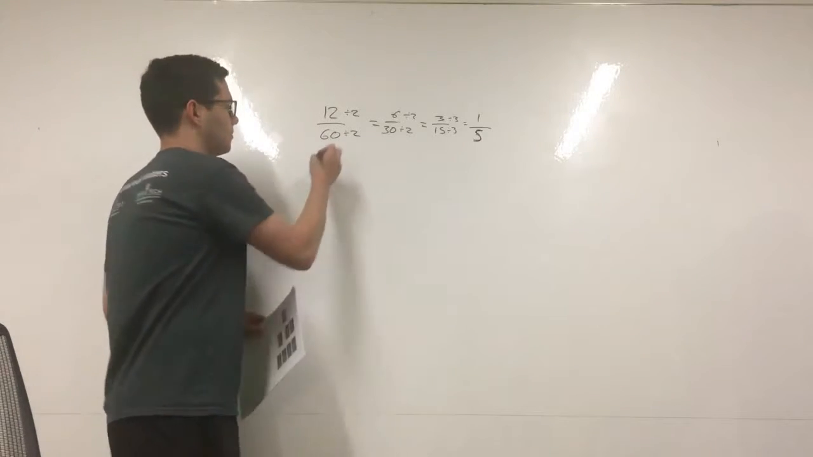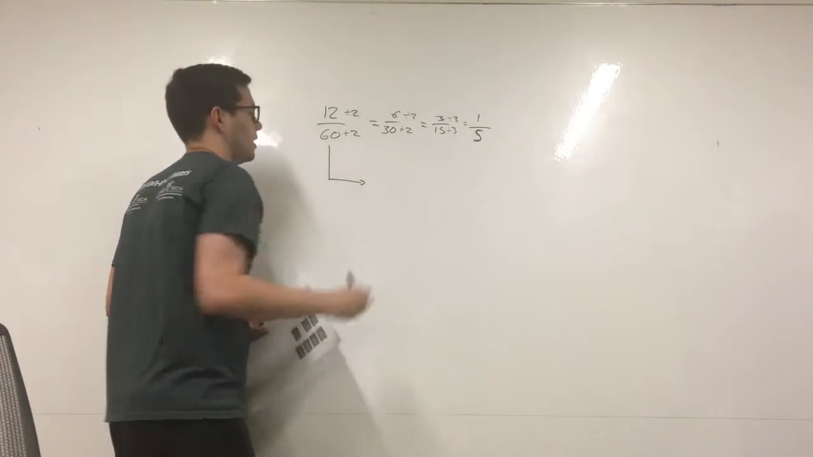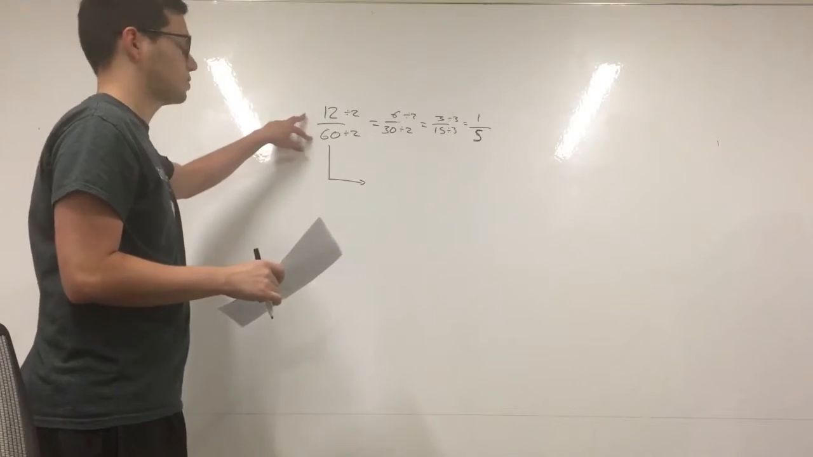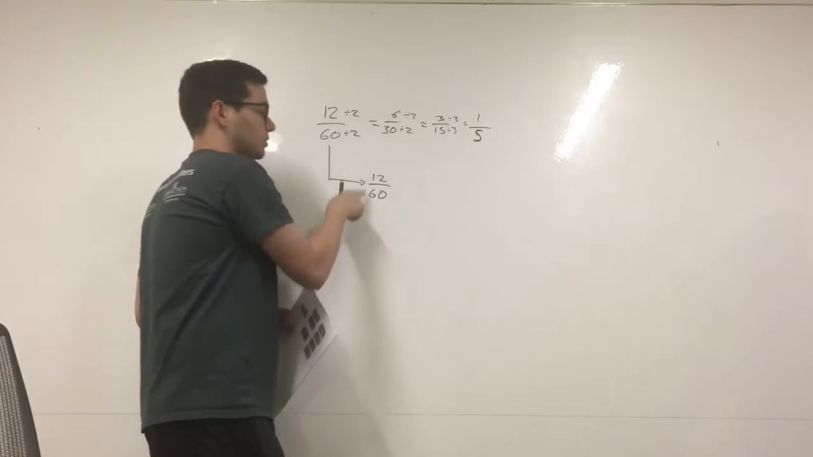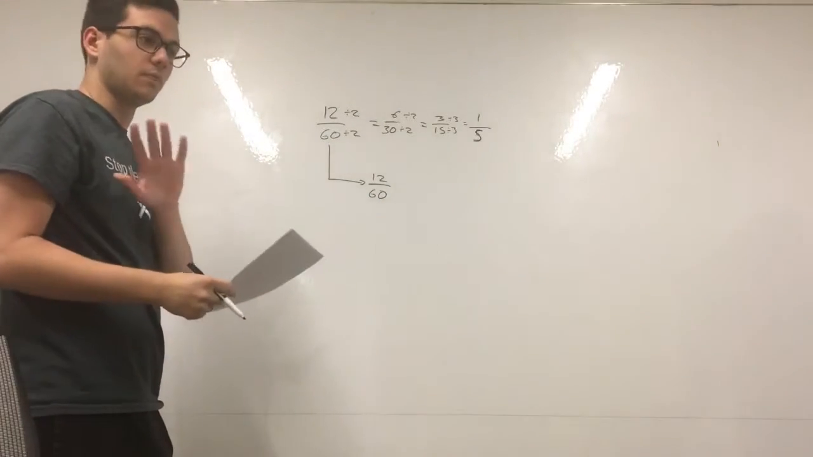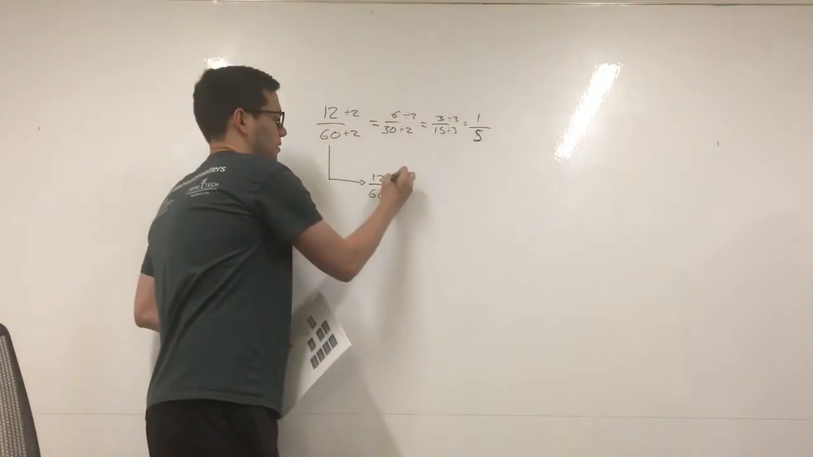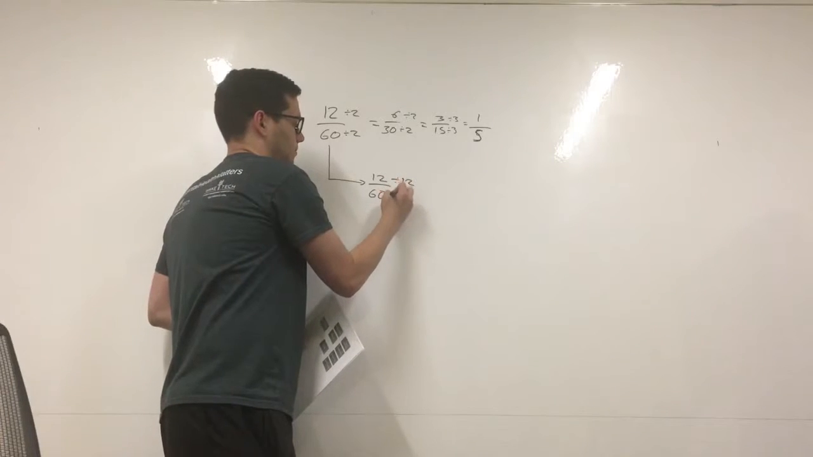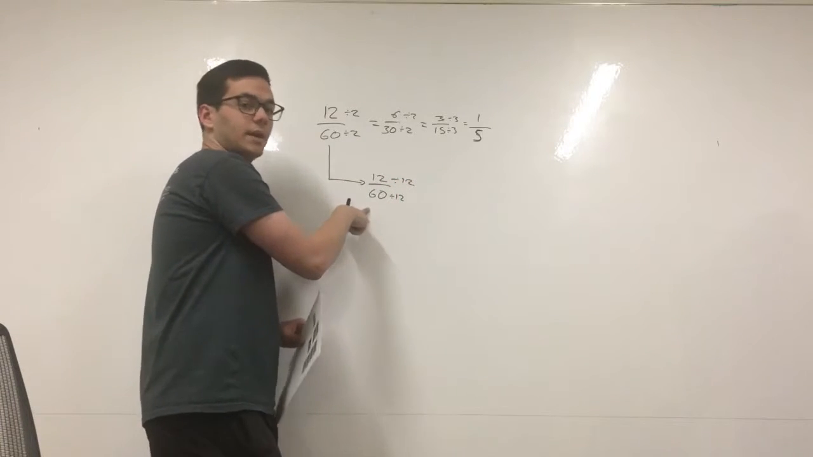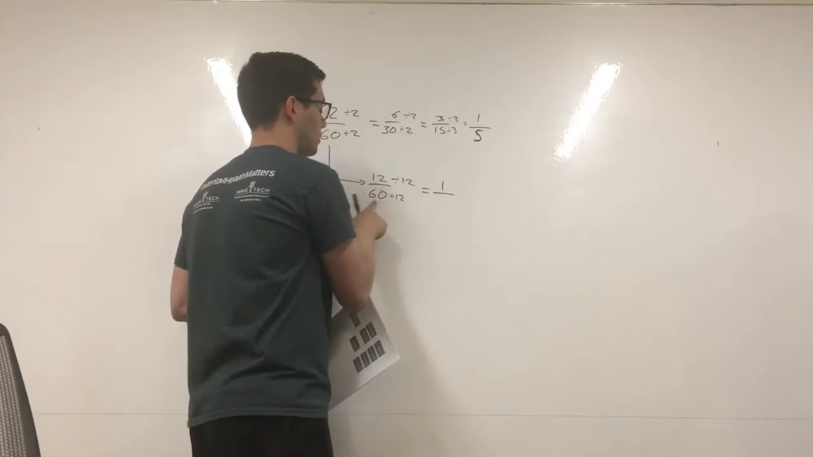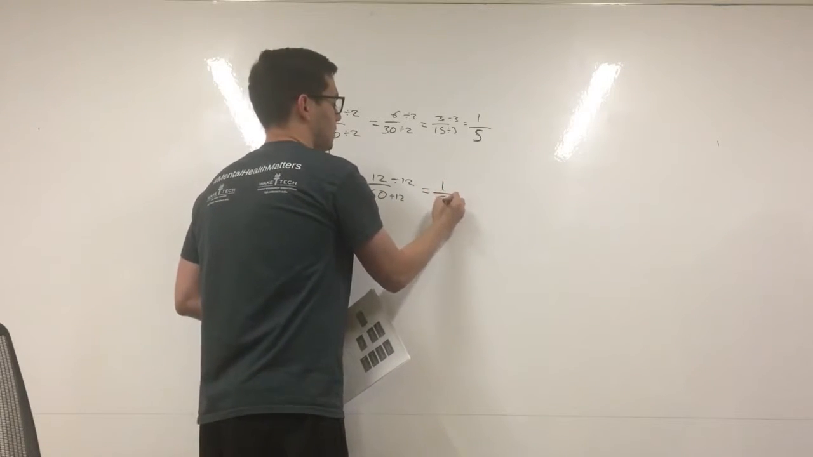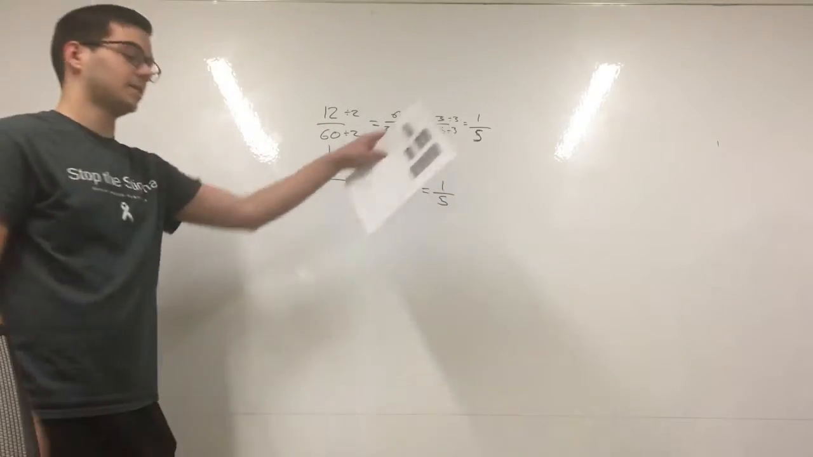Let's go a different way. In fact, from the original fraction, I could have actually divided by 12 straight away, because 12 is actually a factor of 60. 12 divided by 12 is 1. 60 divided by 12 is 5. And we got the same answer.